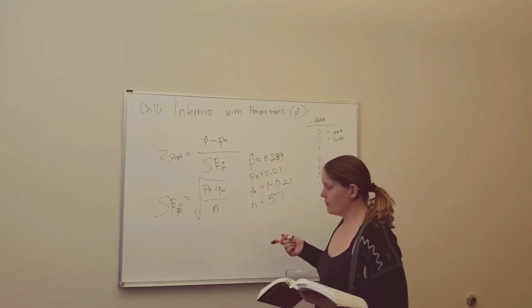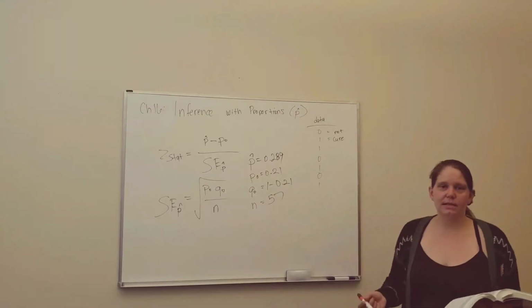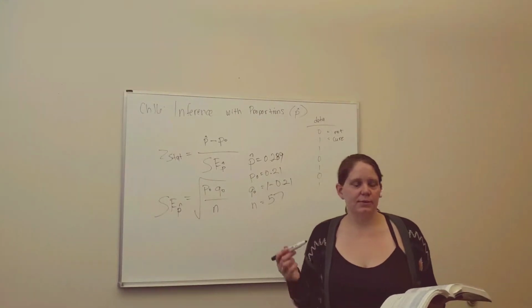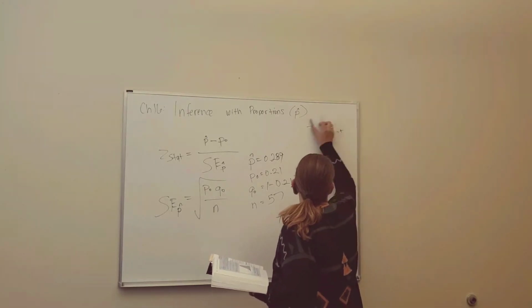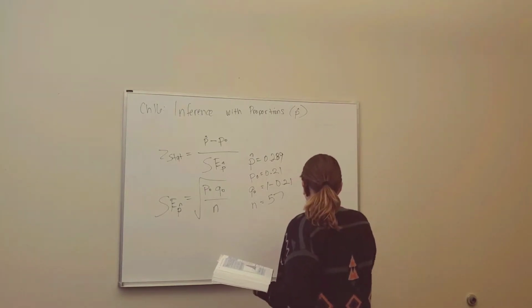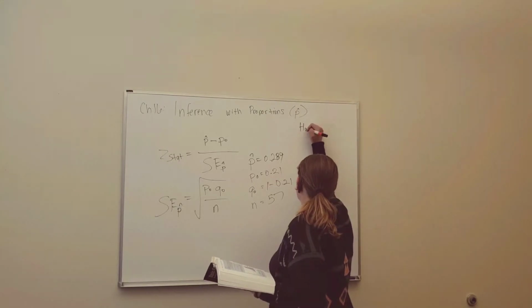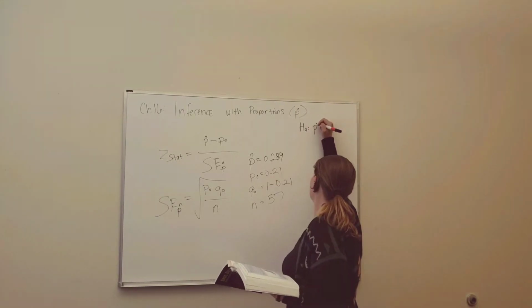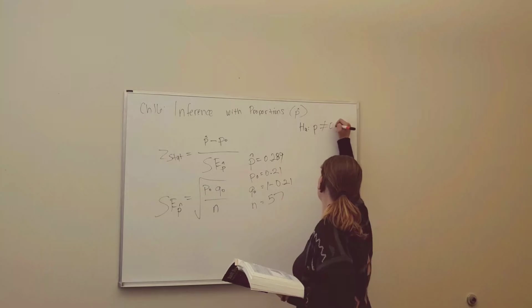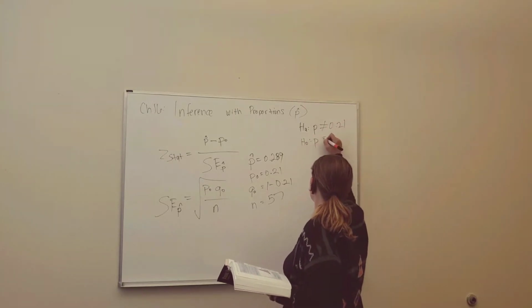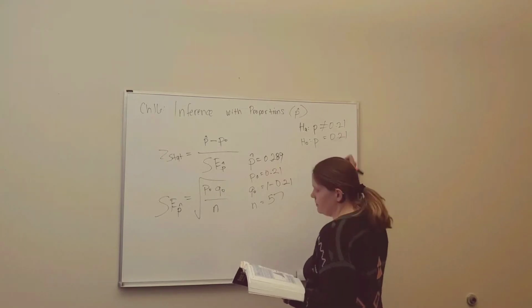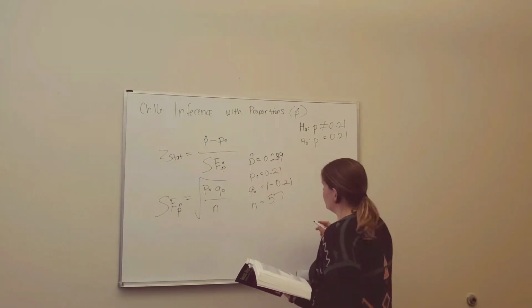The way we would solve this, and I always want you to set it up the way your book does, is to state what your hypotheses are. The alternative hypothesis was that the proportion will not equal 0.21. The null hypothesis was that the proportion will equal 0.21. Now we calculate our test statistic.